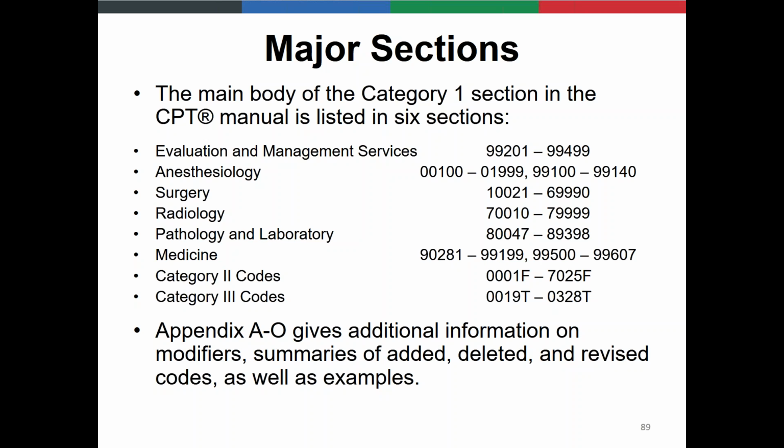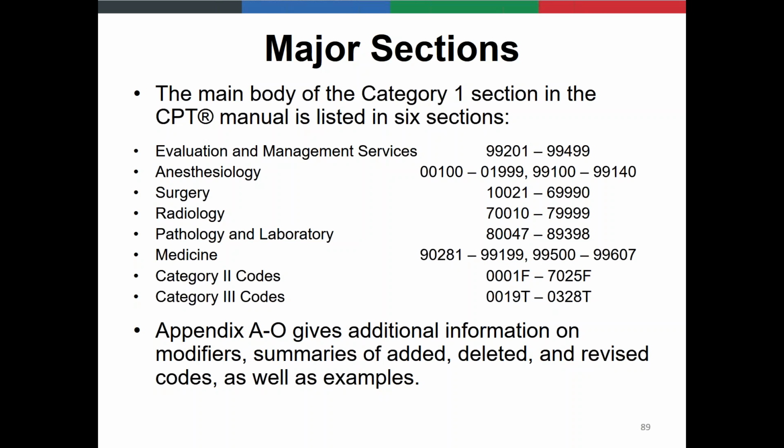The second section of the code book is anesthesiology codes, and those are represented by 00100 through 01999 and 99100 through 99140. Surgery codes are 10021 through 69990. All of your radiology codes, your x-rays and CAT scans and MRIs are in the 70,000 series codes. Pathology and laboratory are 80,000 series codes. The medicine codes are 90281 through 99199, and these are codes like physical therapy services and chiropractic services and so on and so forth. And also 99500 through 99607.